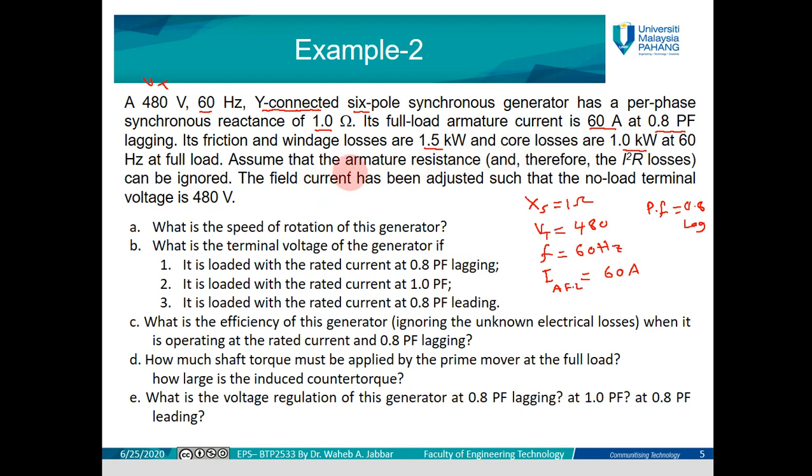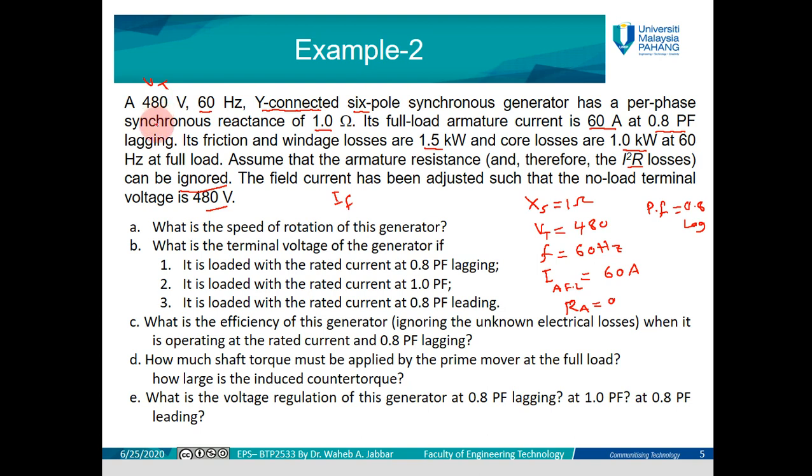Assume that the armature resistance, and therefore the I square R loss, armature resistance means RA. So he said assume RA equals 0. If RA equals 0, the I square RA losses will be equal to 0. When he said ignore, it will be equal to 0. The field current has been adjusted such that the no load terminal voltage is 480. So he talked about the field current, or IF. IF is adjusted to get the rated terminal voltage in the case of no load.